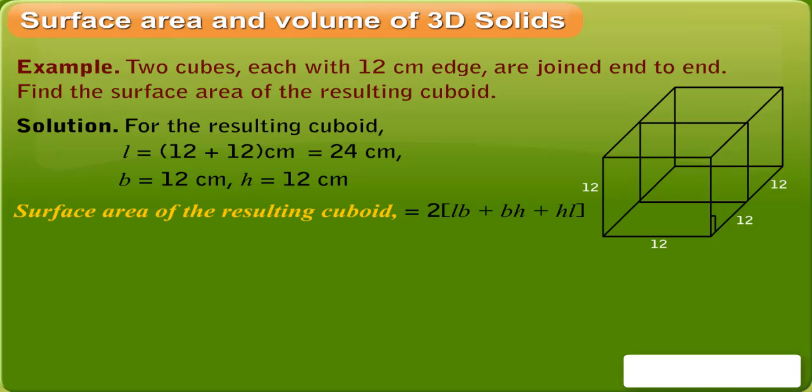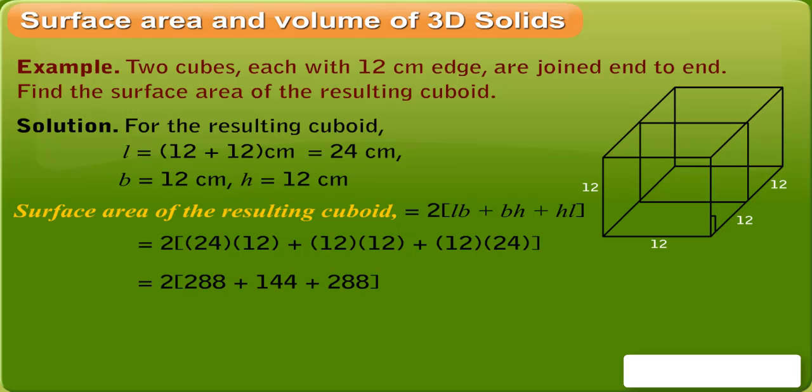Putting in the values of L, B and H here, we get twice of 24 into 12 plus 12 into 12 plus 12 into 24 is equal to twice of 288 plus 144 plus 288 is equal to twice of 720 is equal to 1440 centimeters square. So the surface area of the resulting cuboid is 1440 centimeters square.